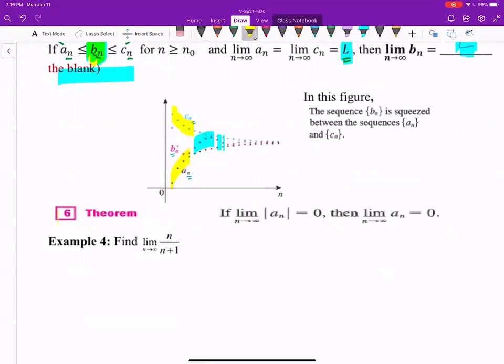So there is one more theorem here. If the limit of the absolute value of the nth term as n approaches infinity is equal to 0, then the limit of the nth term is equal to 0.